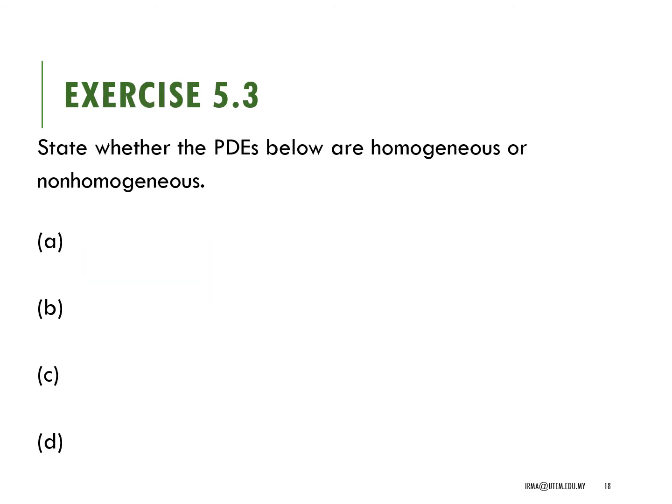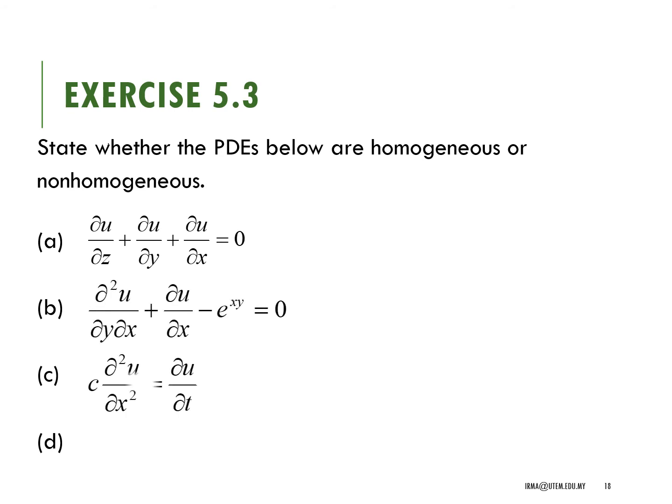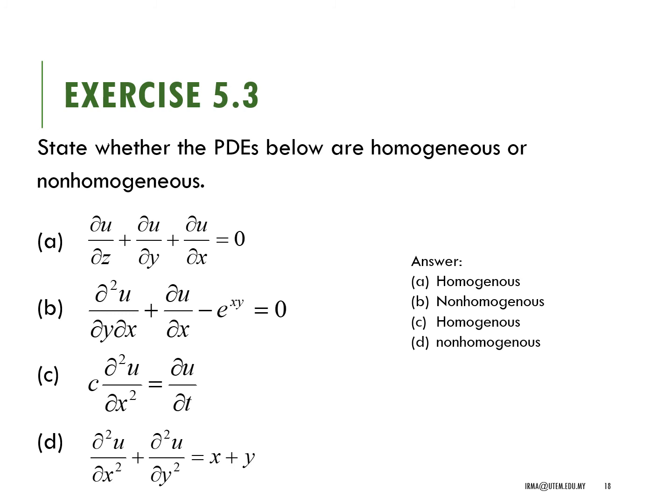Okay, so let's try this exercise. You can try this on your own. You have the answer there. So A is homogeneous, B non-homogeneous, C is homogeneous, and D is non-homogeneous. I will just show the non-homogeneous. Here B, you can just bring the negative exponent xy to the right hand side, so it becomes equal to exponent xy. So it's not equal to 0 anymore, so this is considered a non-homogeneous equation.